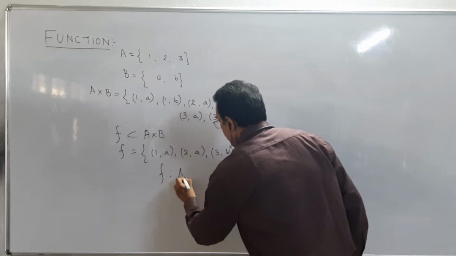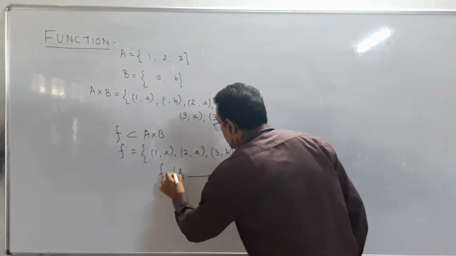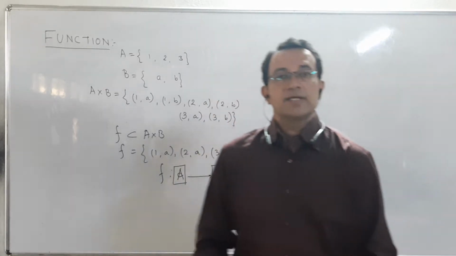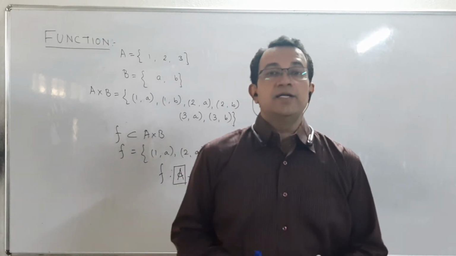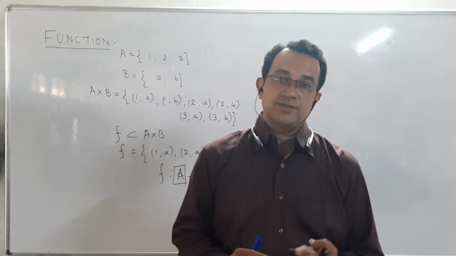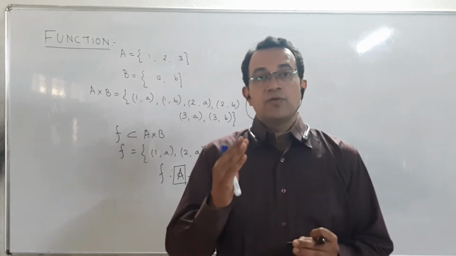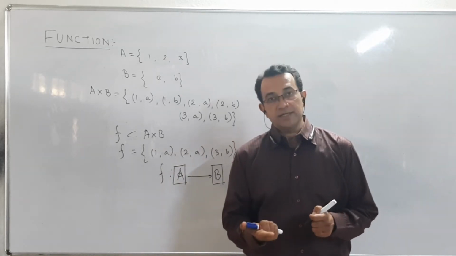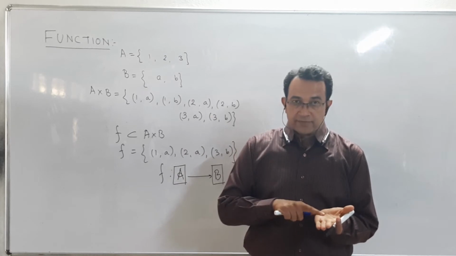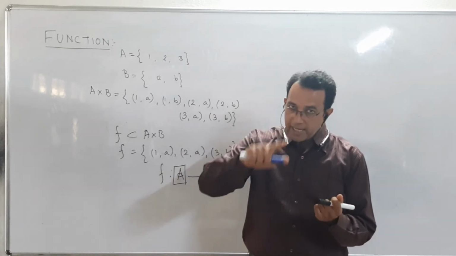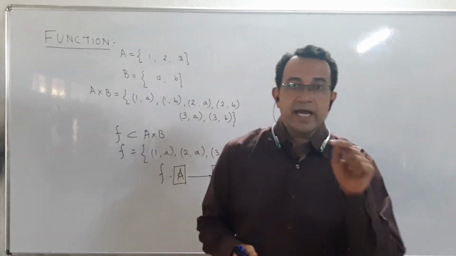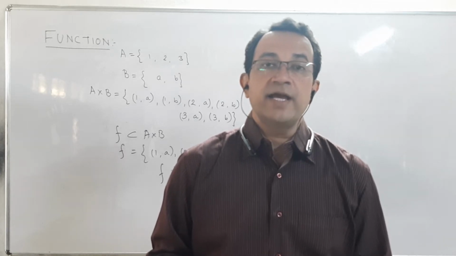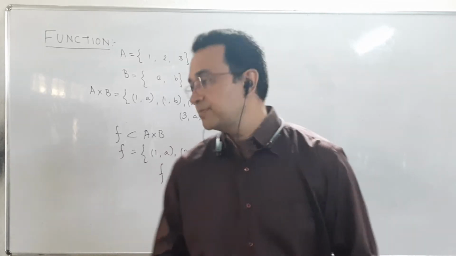So students, I can say F is a function from A to B, where A is the domain and B is the codomain. This is to be understood. Once again, for non-empty sets A and B, a relation F such that for every element of A, we have a unique image in the set B, then such a relation is defined as a function from A to B.